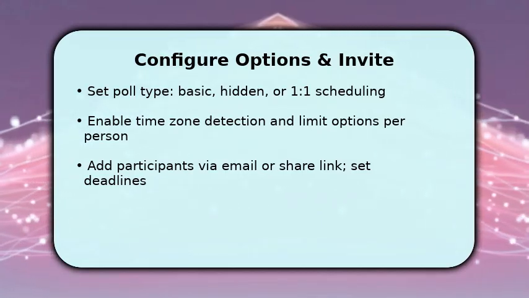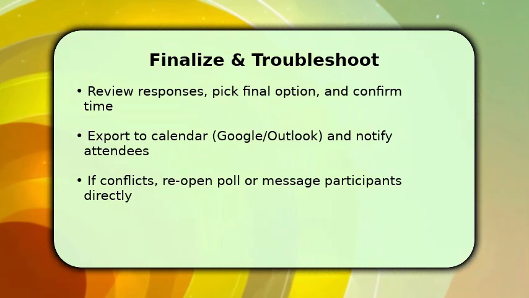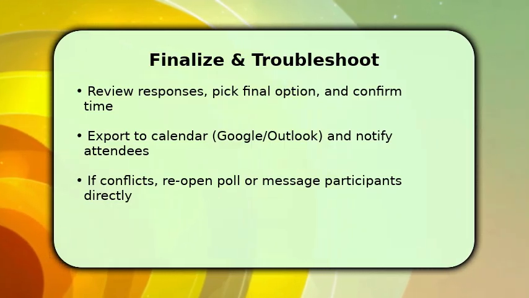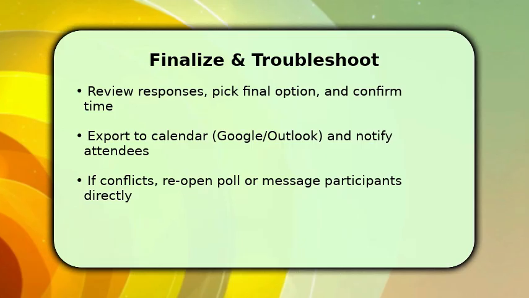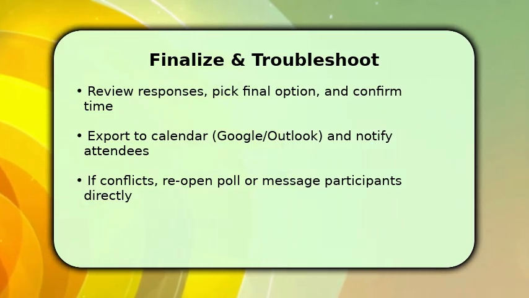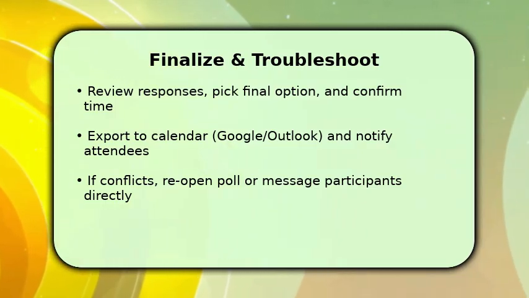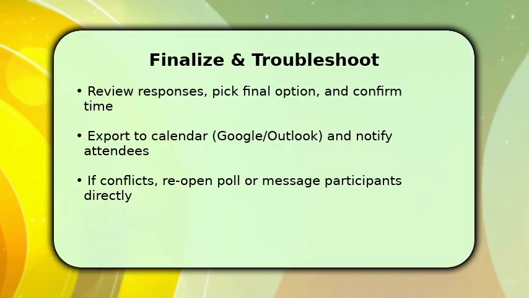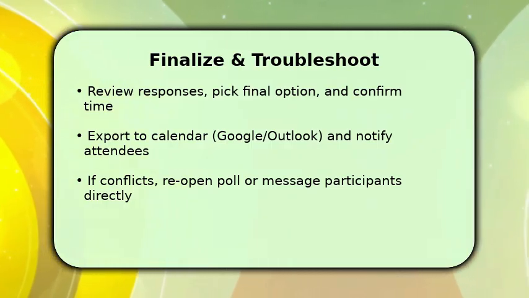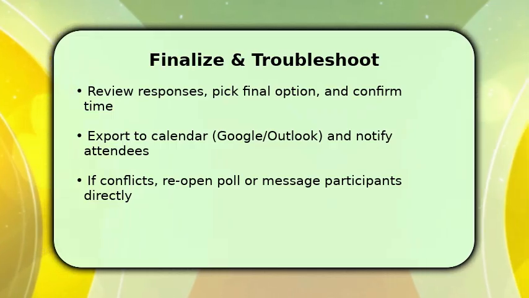Finish by reviewing responses and choosing the slot with the broadest availability. Doodle highlights the best option so you don't guess. Confirm and export the event to Google or Outlook, then send a final notification so calendars update. If conflicts arise, reopen the poll or propose one alternate time and message key attendees directly. This prevents endless revisions. Finally, make sure attendees accepted calendar invites. If someone misses it, follow up personally to secure commitment.